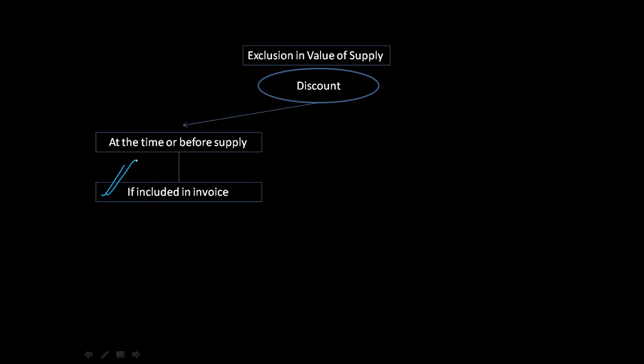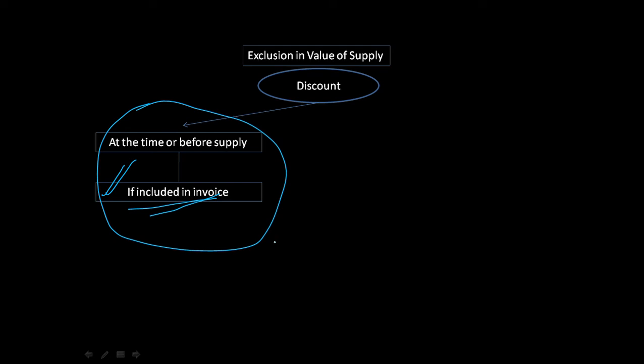So if you want to reduce the value of supply, better mention the discount on the invoice. If it is not mentioned, then taxable value would be whatever is mentioned in the invoice. Okay, so this particular condition is only available when the discount amount has been included in the invoice. So this is one part of discount.